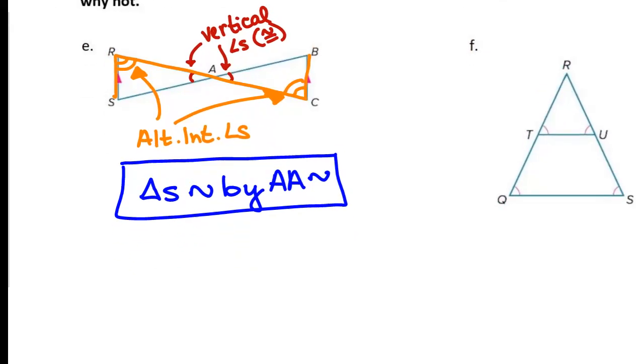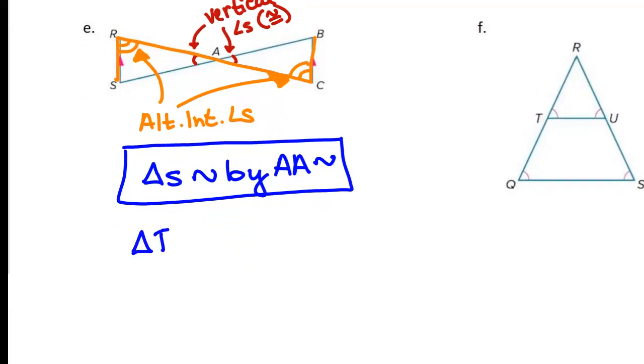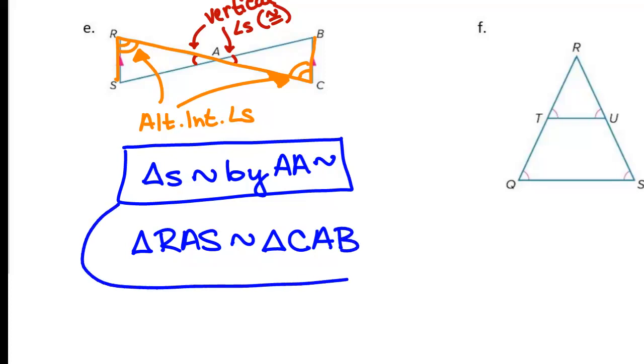Now we need to write our similarity statement. Let's call the first triangle RAS. What angle corresponds with R on the other triangle? C. What about A? A and S? B. So triangle RAS is similar to triangle CAB.